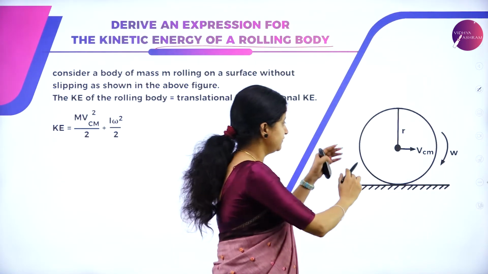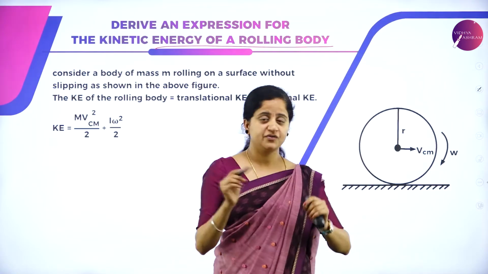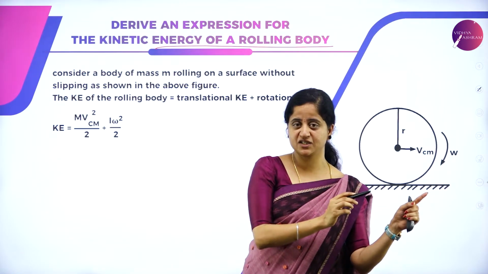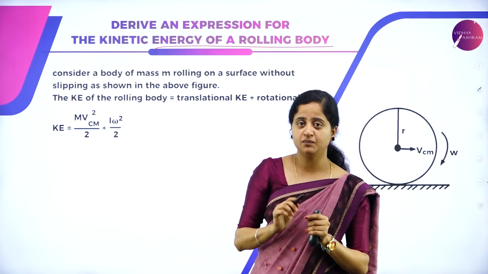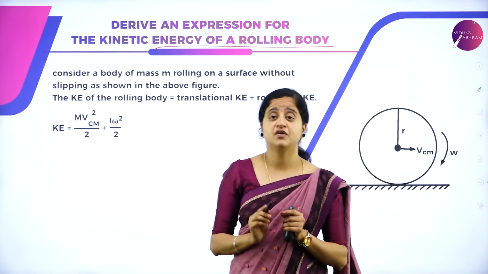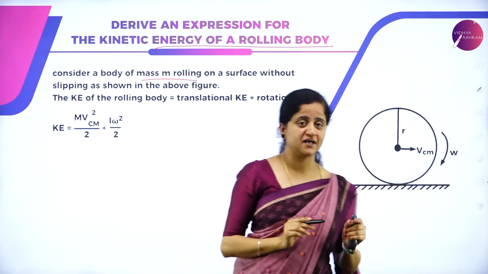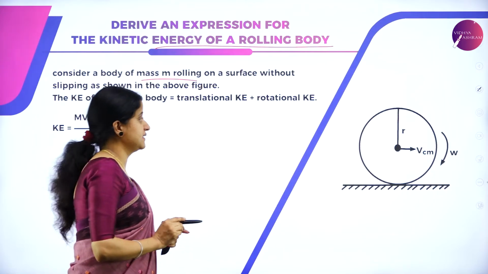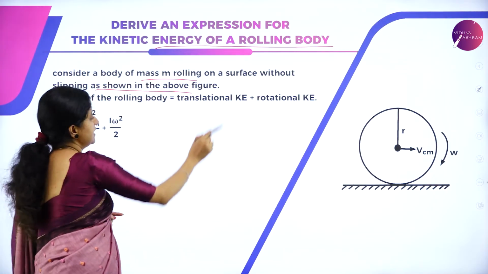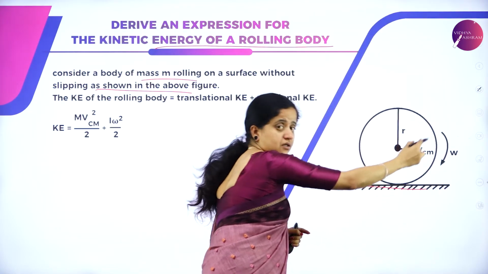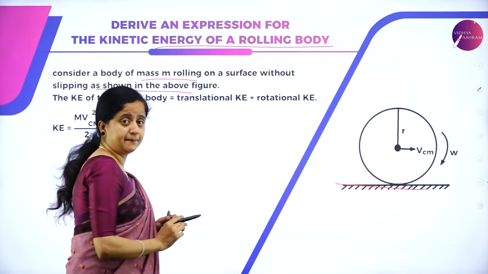Say, for example, if you have a circular object, a body, and the body is rolling over a surface, it will have both translational motion as well as rotational motion. We have to derive an expression for the kinetic energy of a rolling body. So for that, let us consider a body of mass m which is rolling over a surface without slipping, as shown in the figure.